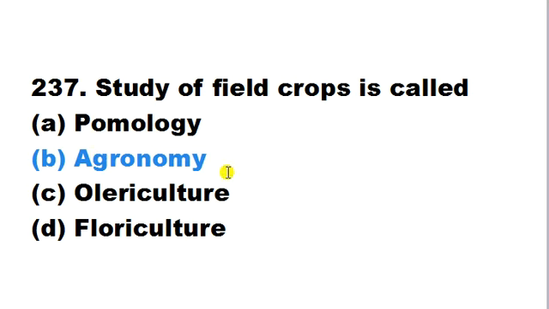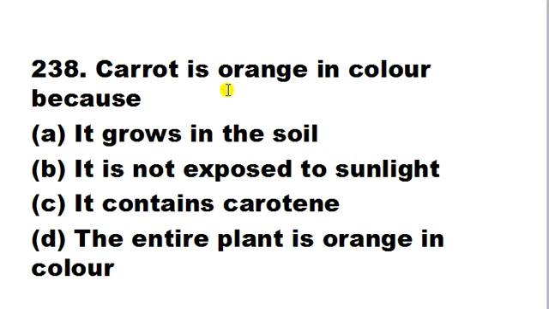Carrot is orange in color because A. it grows in the soil, B. it is not exposed to sunlight, C. it contains carotene, and D. the entire plant is orange in color. So here its correct answer is C. That means it contains carotene. Carrot contains carotene pigment that is very much required for eye health, and it is a precursor of vitamin A.